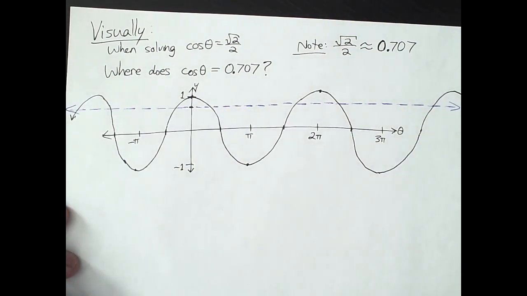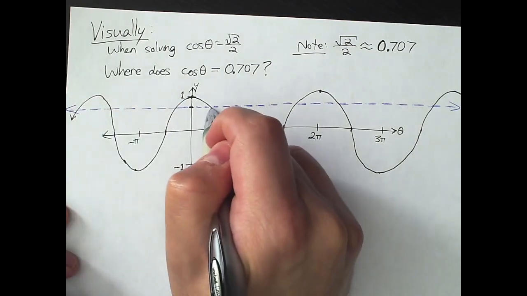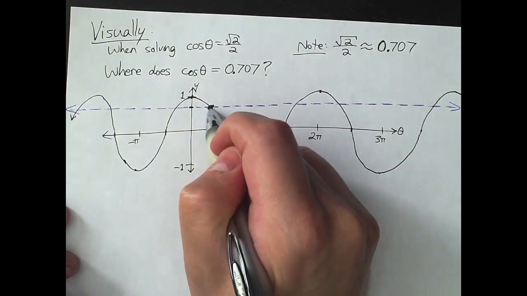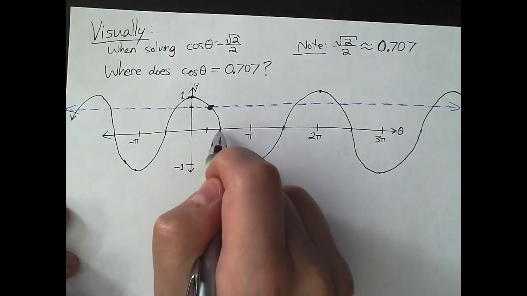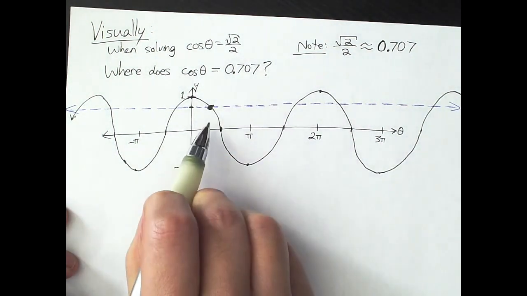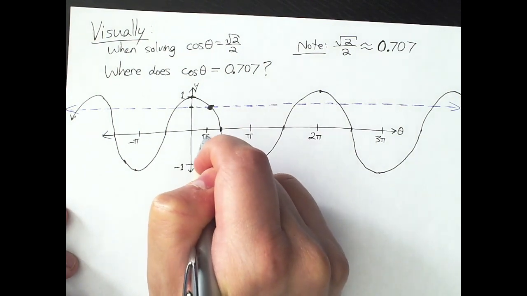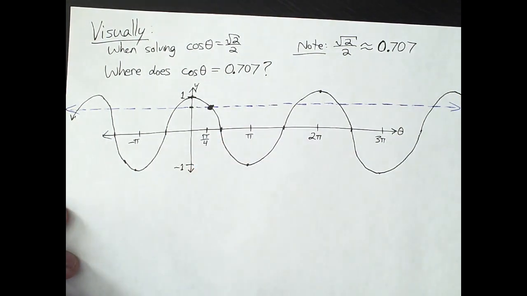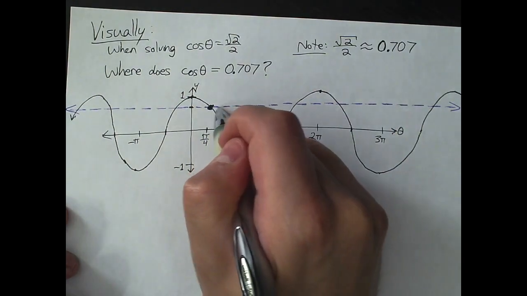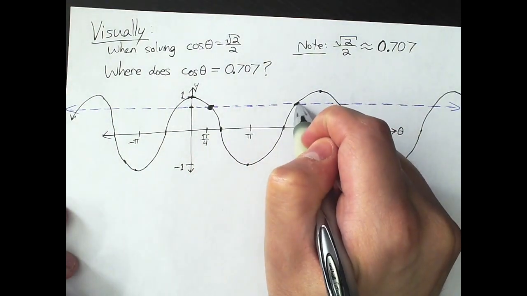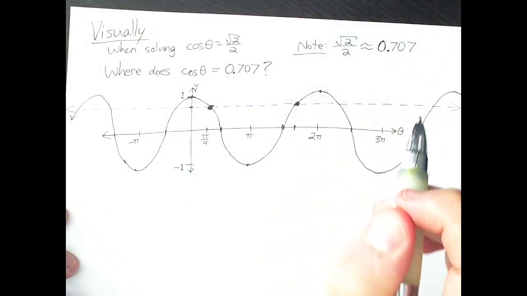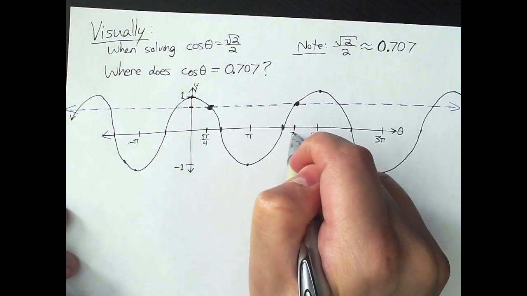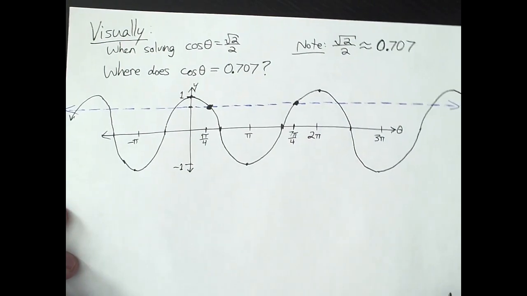All right, so where does cosine equal that? It happens in a bunch of places, doesn't it? It happens here. That's one place where it happens. Guess where that's happening? If I drew this correctly to scale, that point is exactly at pi over 4. That was one of the answers that we found. Where's the next place where it happens? It happens here, which, again, if I drew this perfectly to scale, would be at 7 pi over 4. So those were two of the answers we found.